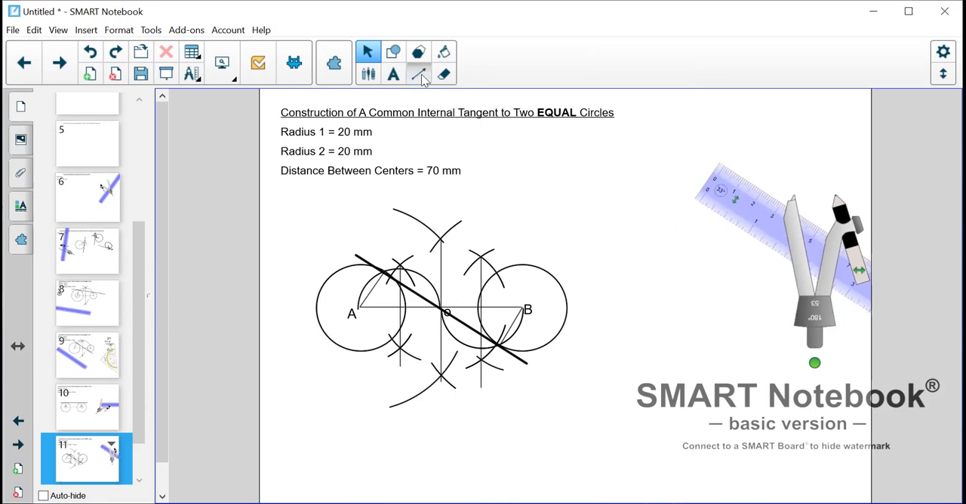Now the variation can be that the tangent would be drawn in this direction. So you'd have to do the bisection and draw the semicircle in the opposite direction to what you have there. That is basically the only variation for this particular construction.